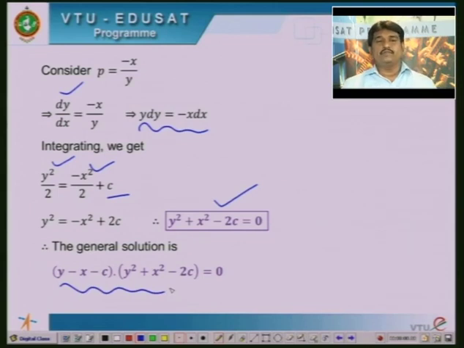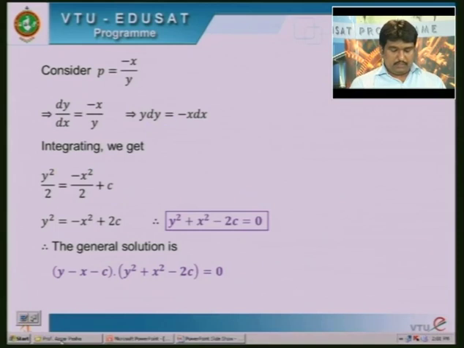The general solution of the given differential equation is y minus x minus c equals 0, which is the solution corresponding to the first factor, and the other one is y square plus x square minus 2c equals 0. The product of these two solutions constitutes the general solution of the given differential equation. Let me go to the next problem.